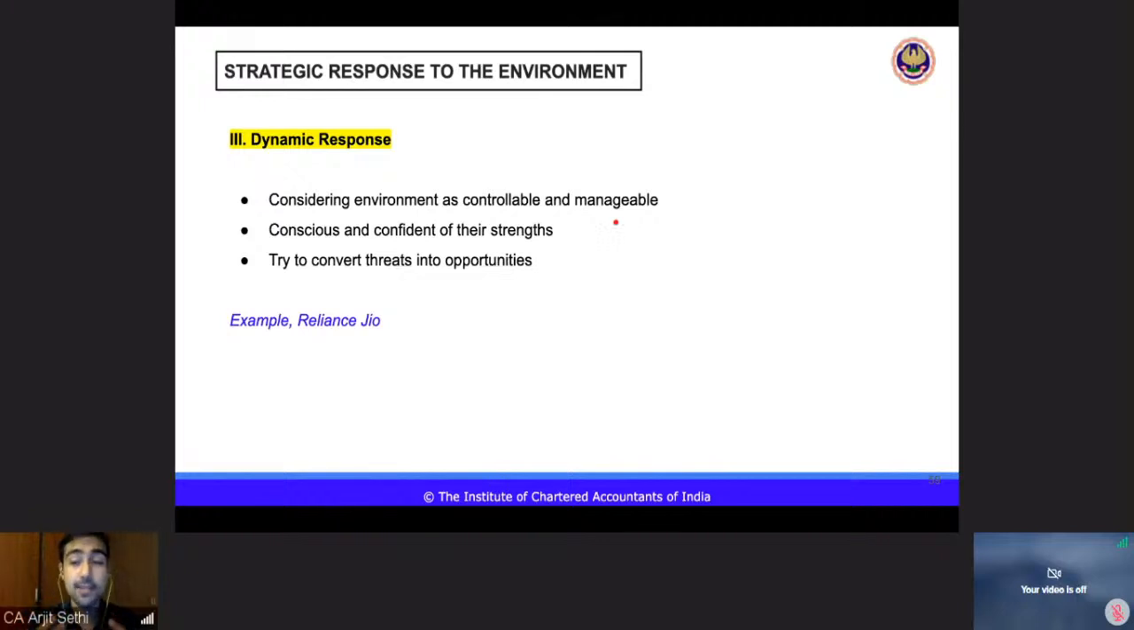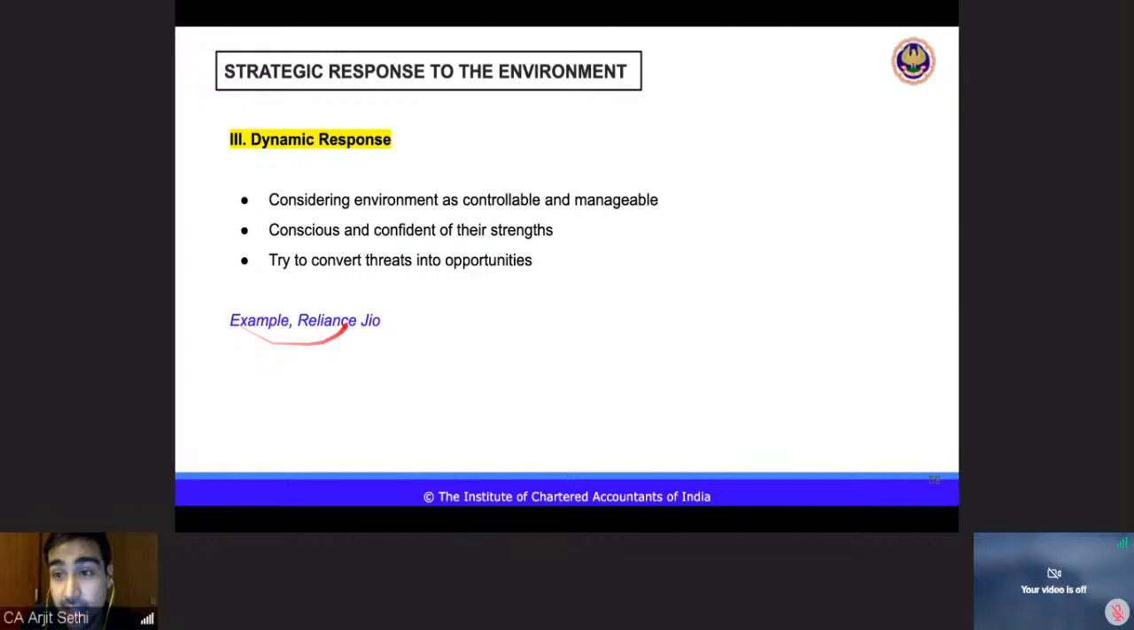So when as a business I'm responding, I think that I can control the environment. I think I can change the environment. I am conscious and confident about my strengths. I am conscious means I know about my strengths. I am confident about my strengths. And I try to convert my threats into opportunities.